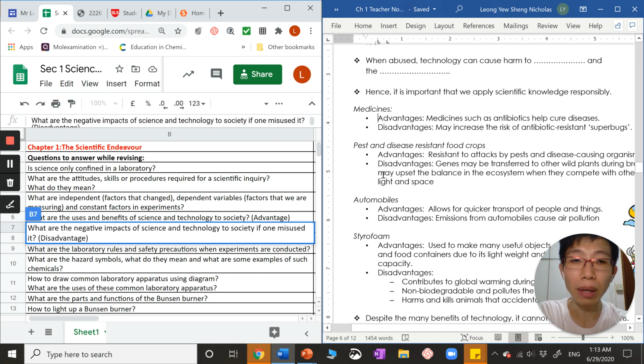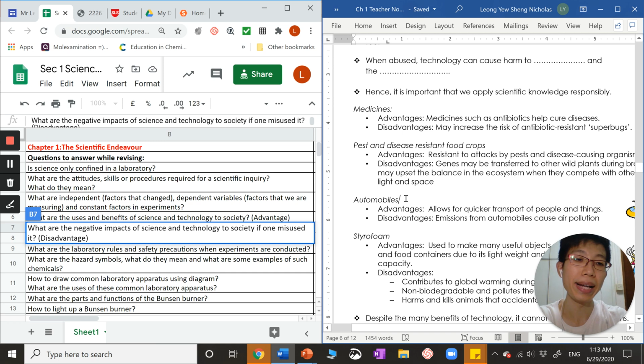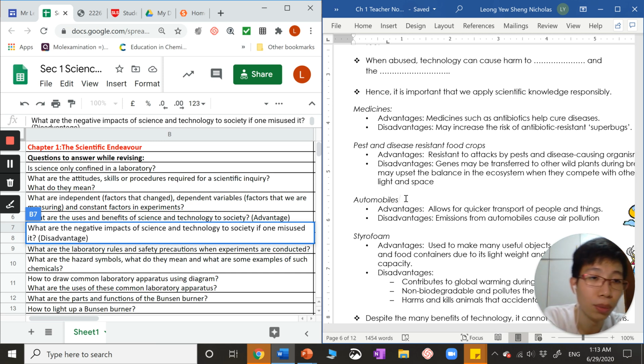And for automobile, okay, just to make it simple for your understanding, you can just take it like your transportation, like your bus, your car, your MRT. All these are considered automobile. Okay, so the advantage is just very straightforward. You can just say that it allows quicker transport of people and things. Or you can say that it allows us to go to places faster.